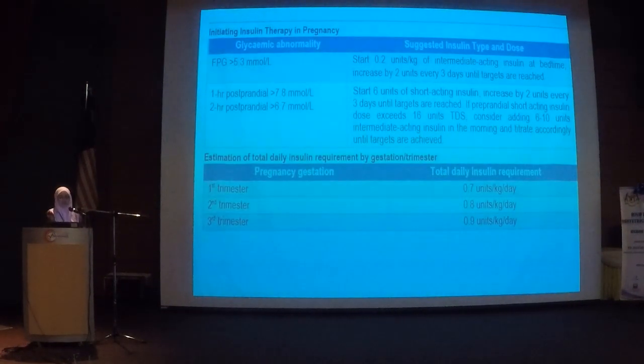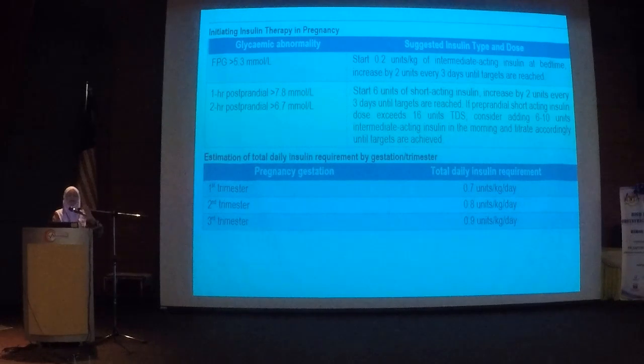Right? Okay, so I'd just like to stress a point here. Start 6 units of short acting, but do not exceed 16 units TDS. This is not my regime, it's inside the Malaysian CPG. For Malaysian women's body surface area, if you give more than 16, it will make the patients feel very hungry, so they will eat more. So actually you are causing the baby to be macrosomic. Okay, so stop at 16.